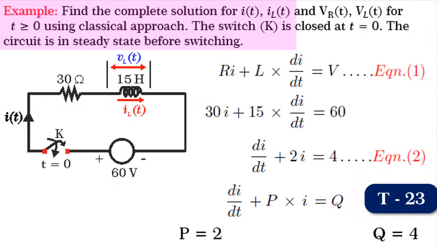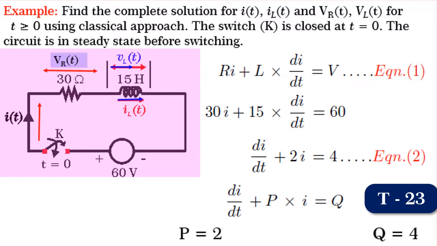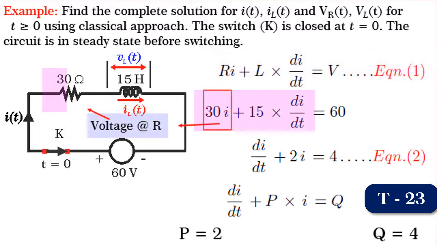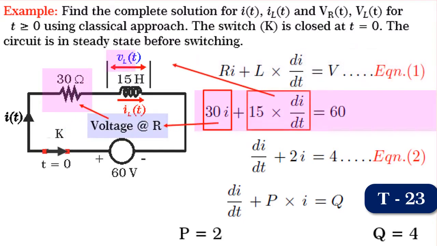Friends, to emphasize the concepts we have learned, let us take an example to find the complete solution for I of t, IL of t, VR of t and VL of t for t greater than or equal to 0 in the circuit shown in figure. After the switch K is closed, by writing the equation for the system response, we get 30 into I plus 15 into di by dt is equal to 60.